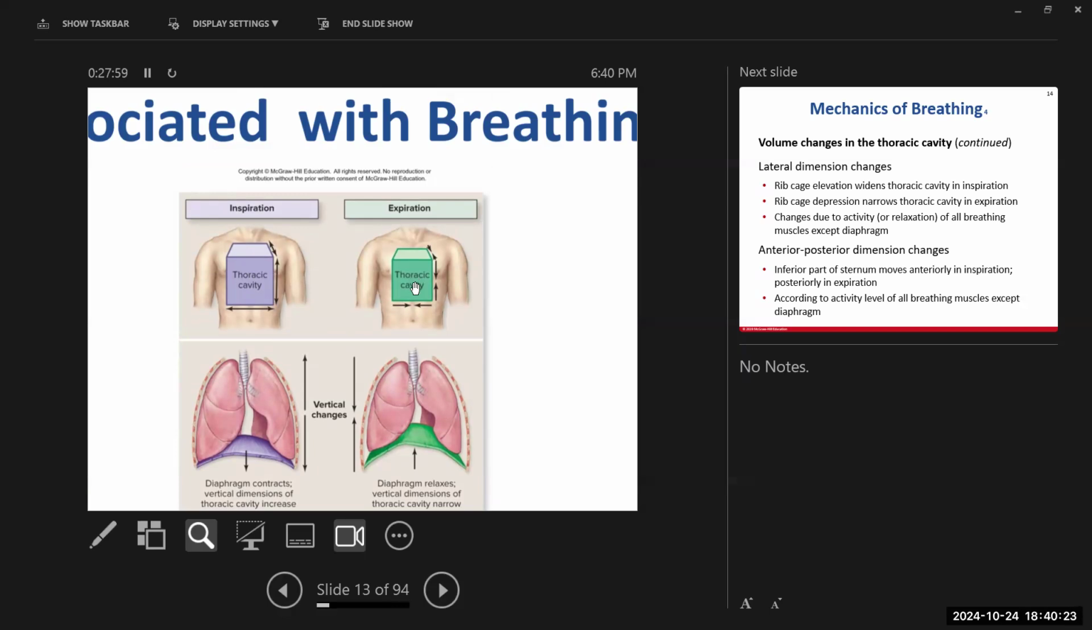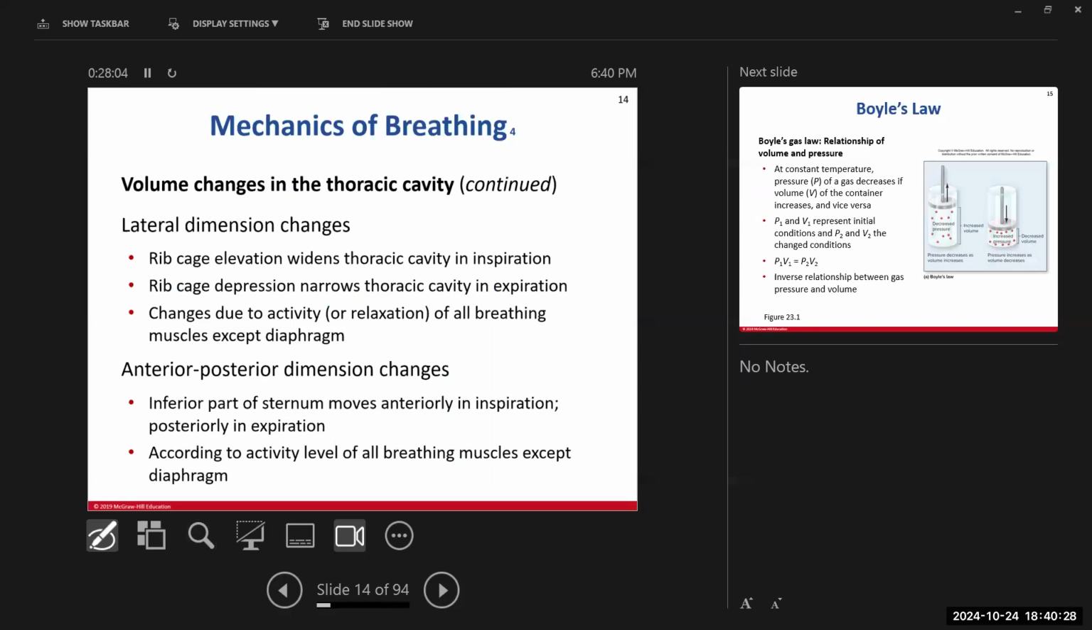And there's a reason why I'm mentioning this. This slide talks about the two other changes, the lateral dimensions. Rib cage elevation is going to widen the thoracic cavity when you take a breath in, and during expiration, it narrows the cavity. And then for the anterior-posterior dimensions, the sternum moves anteriorly when you inspire, which increases the distance from front to back. And when you relax, it goes back to its original position, so there's less distance there.